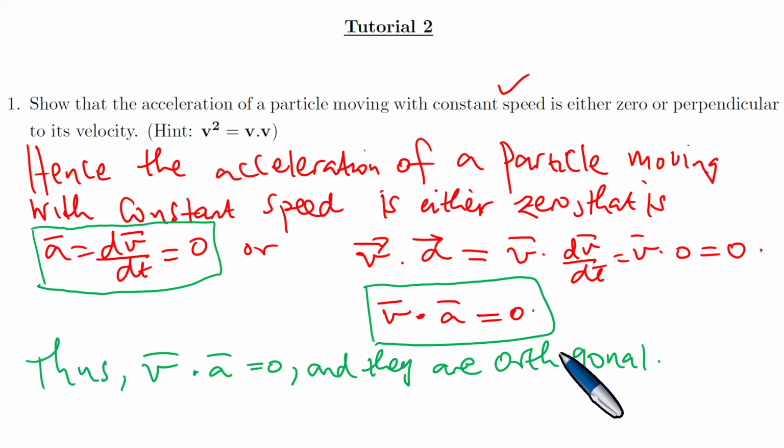Think about this. Make sure you understand exactly what we have done. Orthogonal obviously means they are perpendicular. If you want to use the word orthogonal, we mean they are perpendicular. So in other words, the acceleration of a particle moving with constant speed is either 0 or perpendicular to its velocity, so that the velocity and the acceleration have dot product 0.